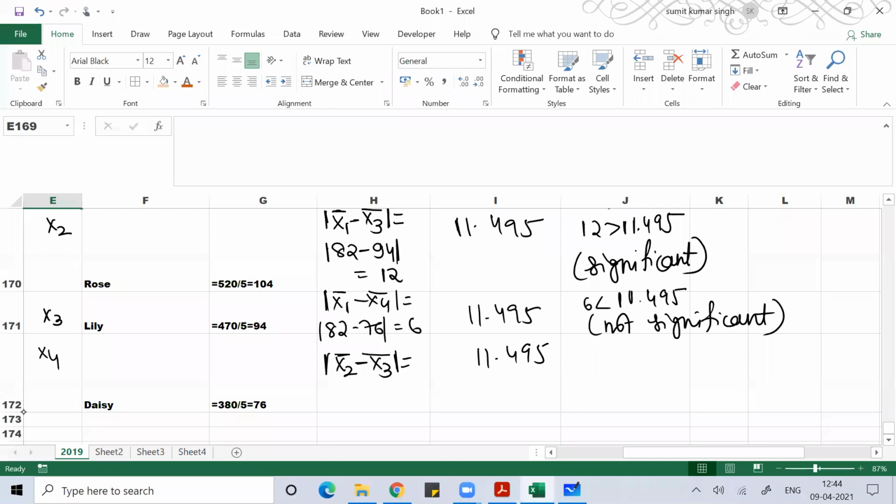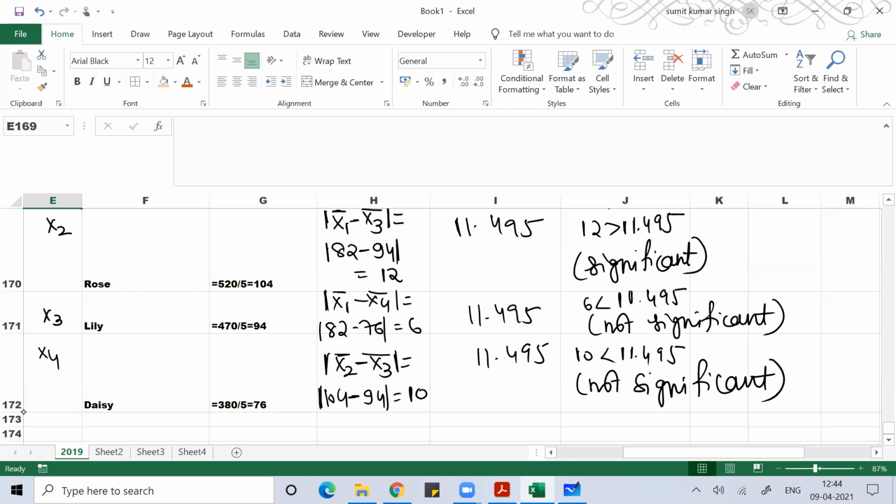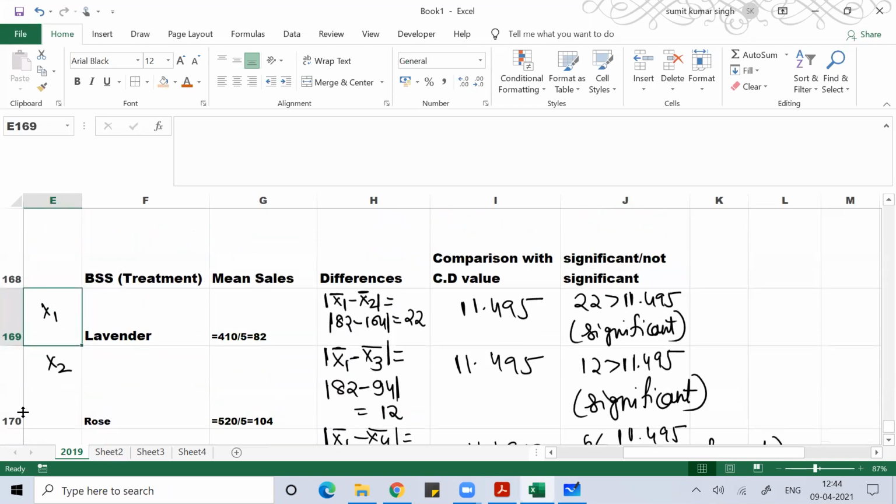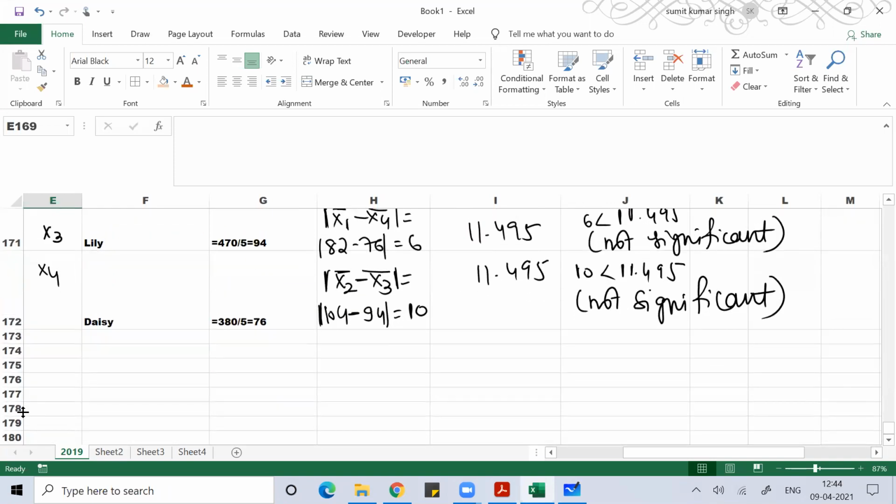So x2, x3. What is x2? X2 is 104. 104 minus 94, you get 10. It means 10 is less than 11.495. They are not significant. So like this, we have to analyze all the conditions.